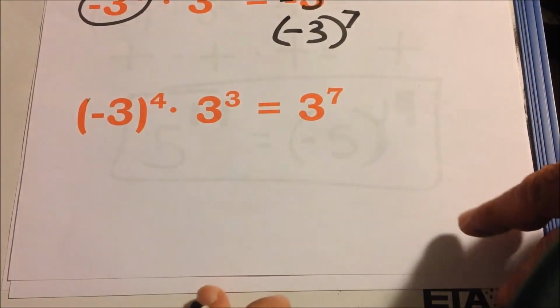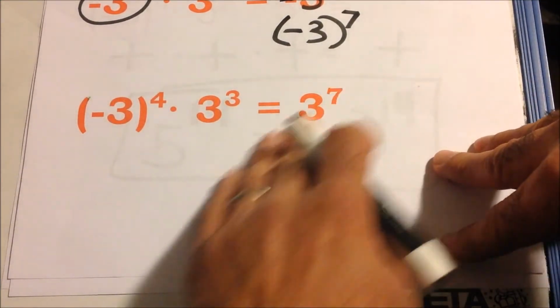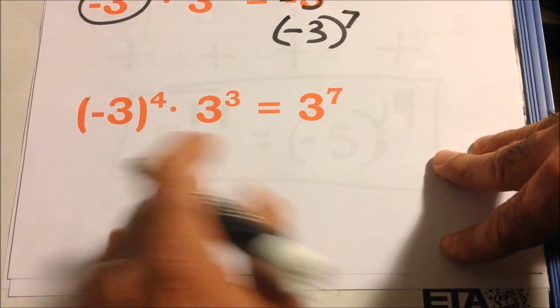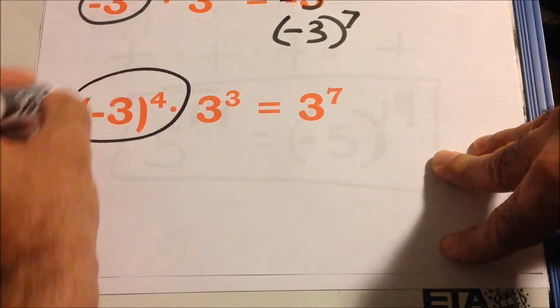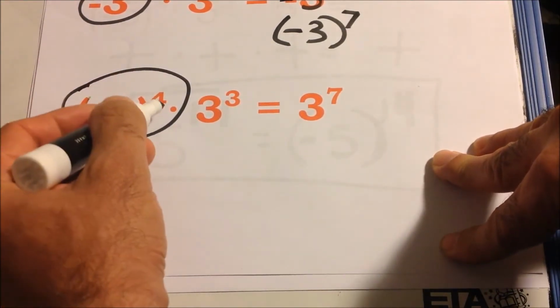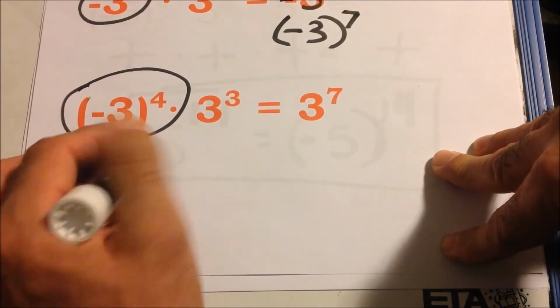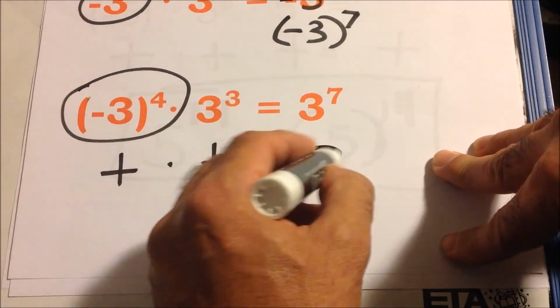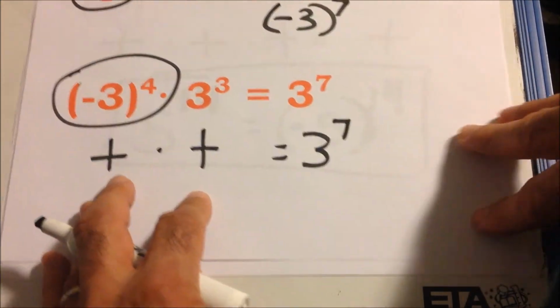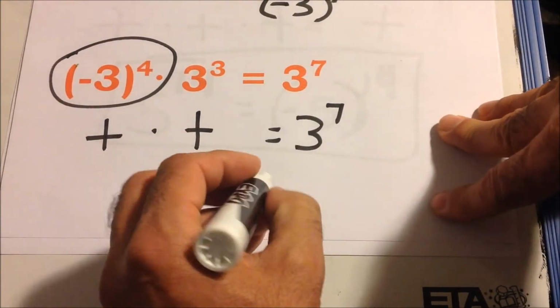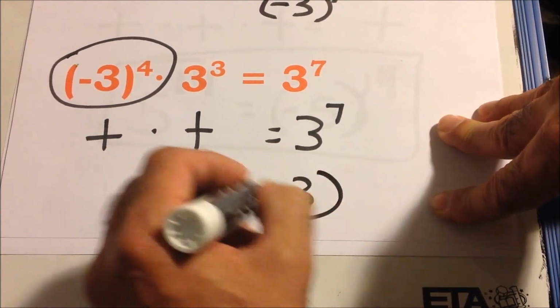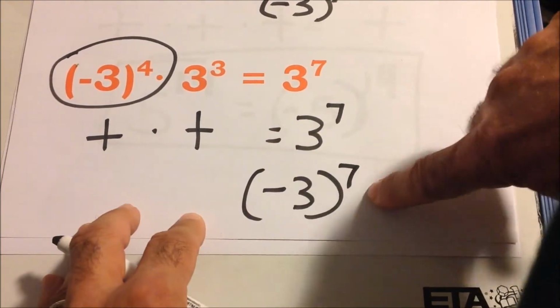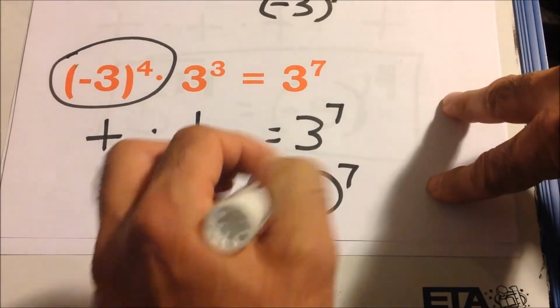Look at these. Why is it 3 to the 7th power? This answer right here we know is positive because it has an even exponent. Positive times a positive is a positive. So we're going to use 3 to the 7th power. Now if we used a negative 3 to the 7th power, that would be negative because it has an odd exponent. So we can't use that.